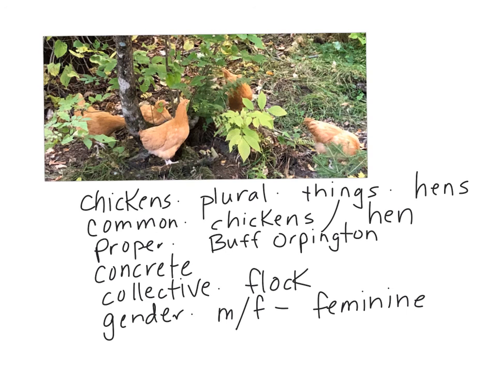The common name would be chickens or hens. The proper name would either be Buff Orpington for the group of them, or I could name each of them individually and give them their proper name. Definitely concrete because I can pick them up, I can pet them, I can feed them, I can water them. They smell terrible, so they fit all of the qualities of concrete. It is a flock of chickens, therefore it has that collective name. And then lastly, if it were just random chickens, I could say they're masculine or feminine, but because I know that I have 9 hens, they are feminine.